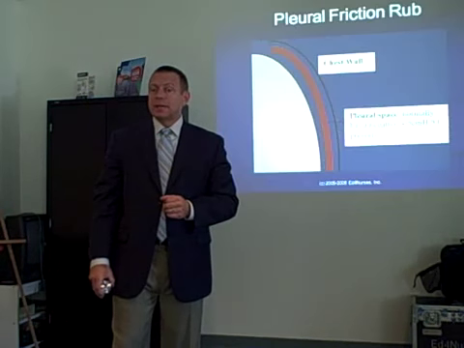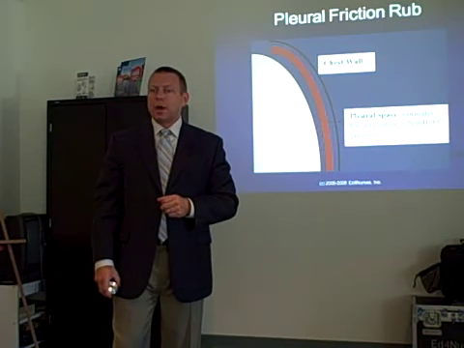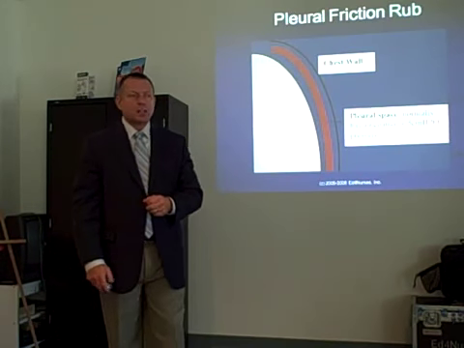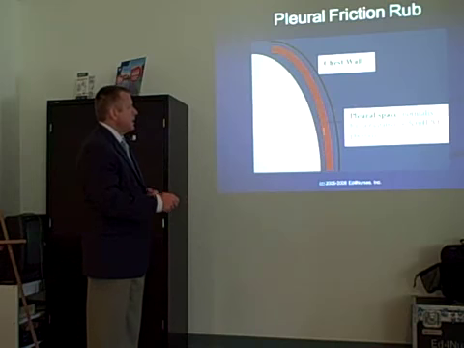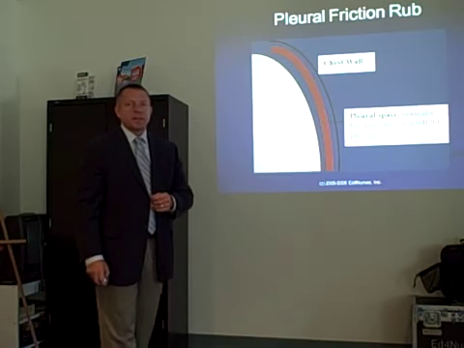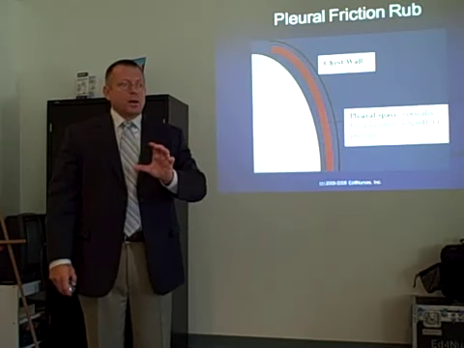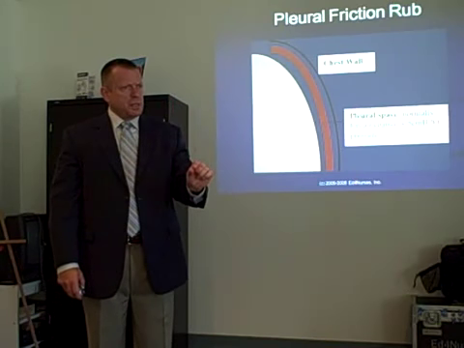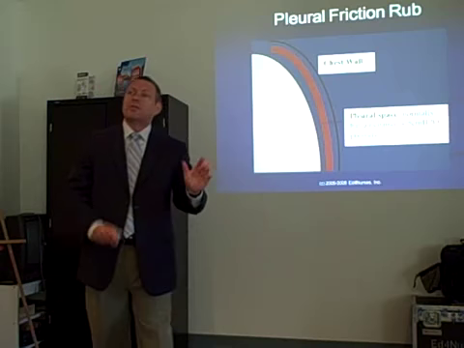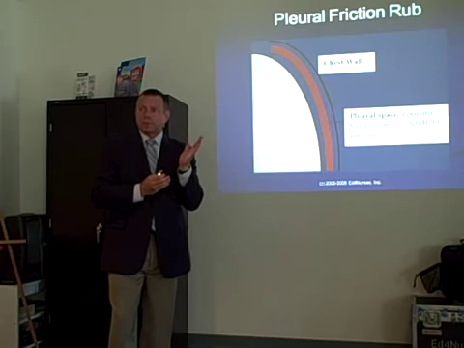Okay, now a similar kind of a sound is a pleural friction rub. Pleural friction rubs are caused by the patient having an inflammation in that pleural space. So the pleural space is the space between the chest wall and the lung. And there's just a little bit of a space in there that contains some fluid that keeps the lung from rubbing up against the chest wall.